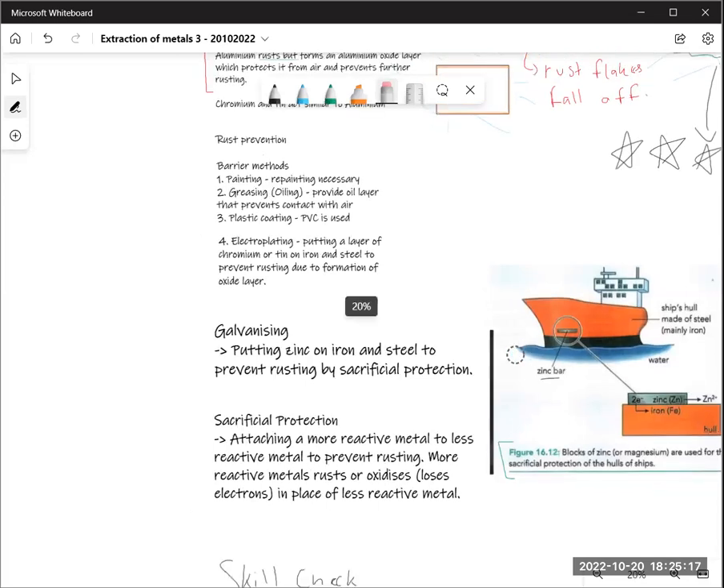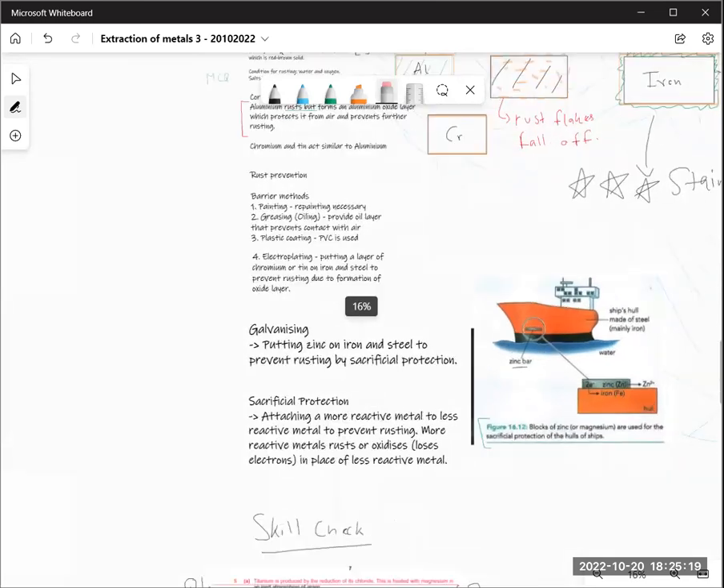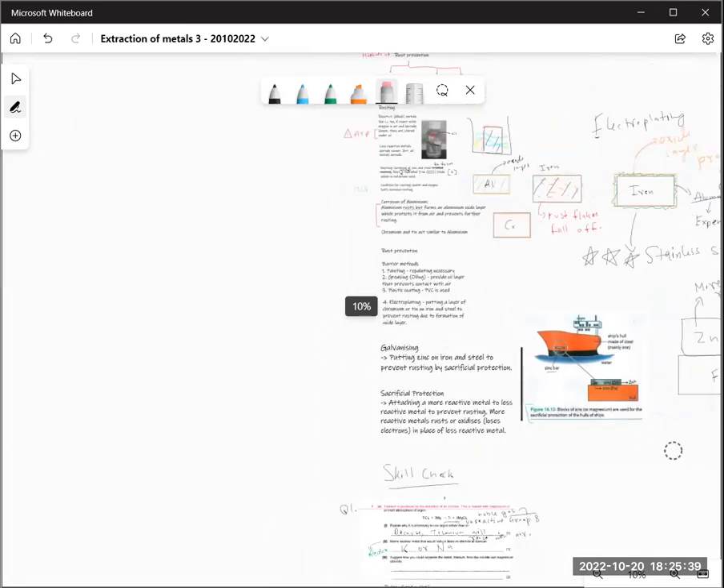So that's it. Someone recap. Luna, what did we study in this class? Today we studied rust prevention and the reactive alkali metals, what is rusting and conditions for rusting, corrosion of aluminium, rust prevention and barrier methods, and what is electroplating and galvanizing and sacrificial protection. Perfect. All right. That's all for now then.